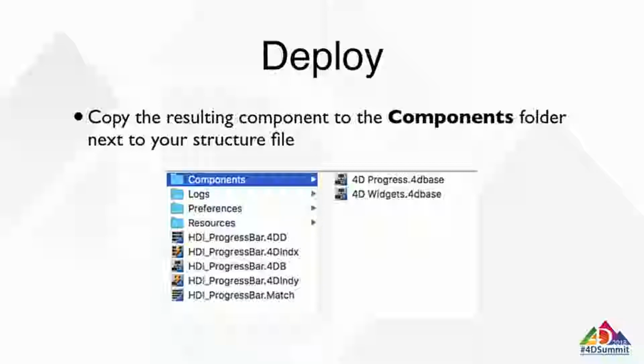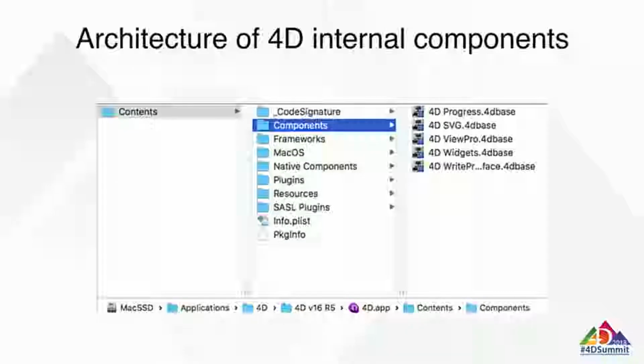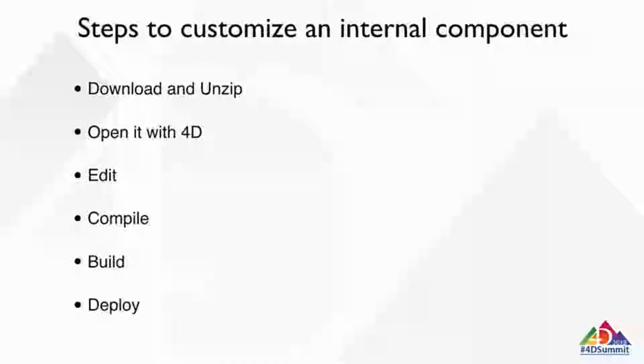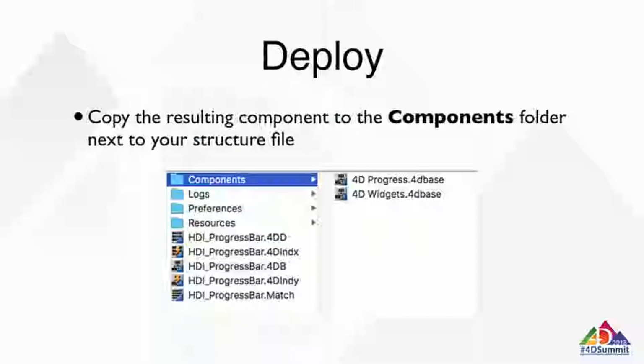I don't recommend you to override the 4D components that are there, so don't place them in this part, because it's not a good idea. Maybe if you have a problem, you don't need to put the original back here, but you have the original here, and you just modify the one that is in the components folder next to your structure.